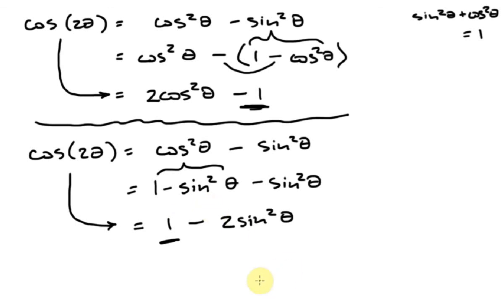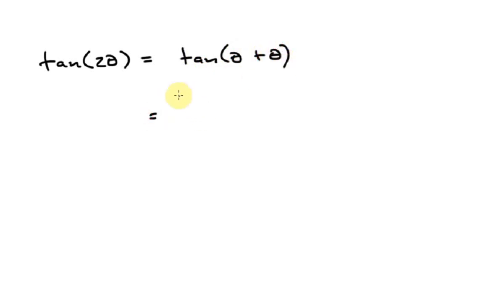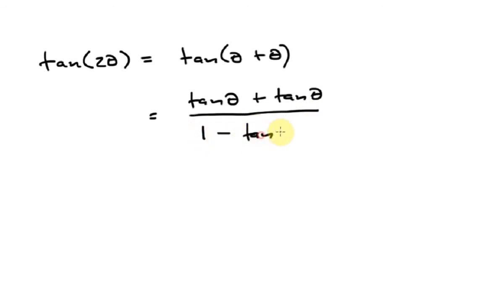Okay, I've got one other identity to show you, and then that's it. And of course, this has to do with tangent. Tangent of 2 theta. What would that look like? Well, we're going to use the same trick, yes, one more time. Theta plus theta. So what does that look like? Well, you get a tan of the first plus a tan of the second, all divided by 1 minus tan of the first times tan of the second.